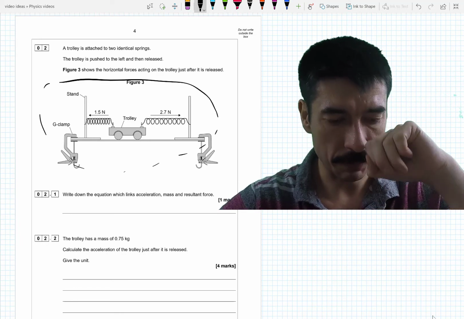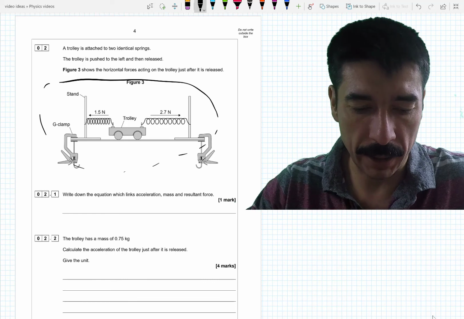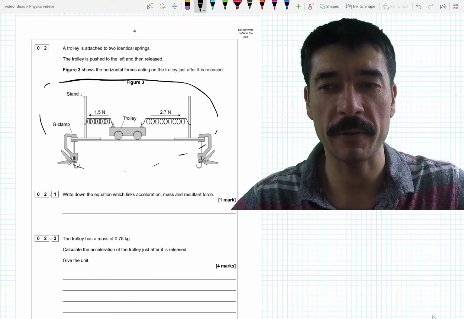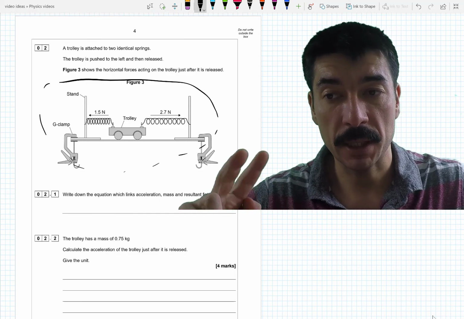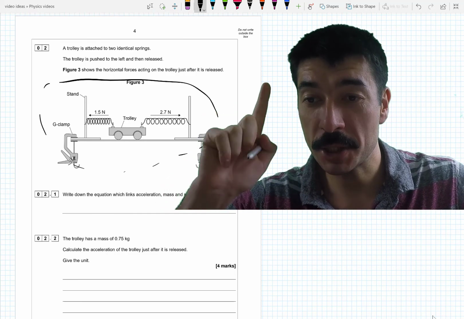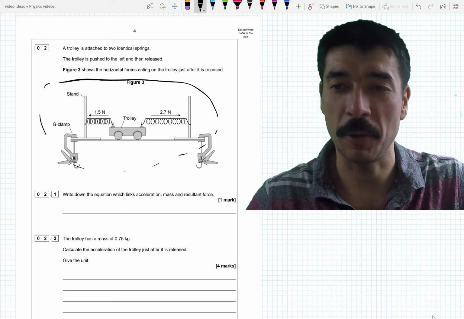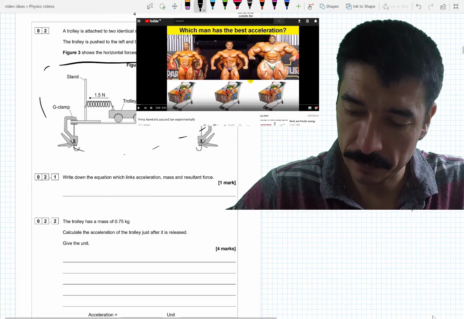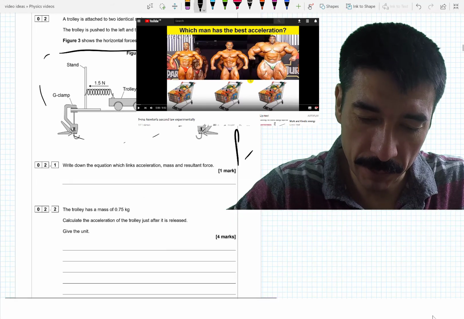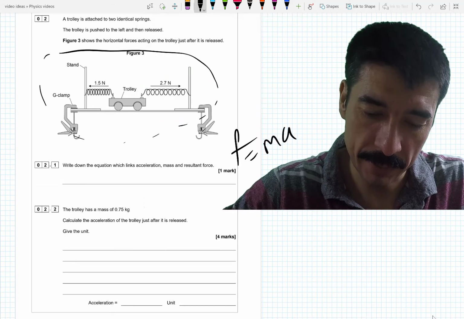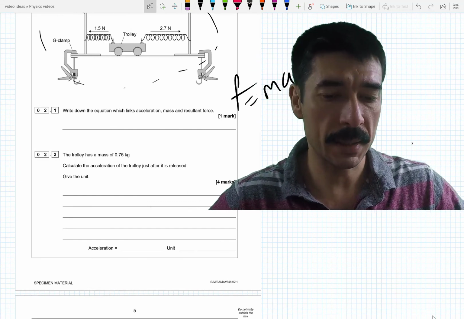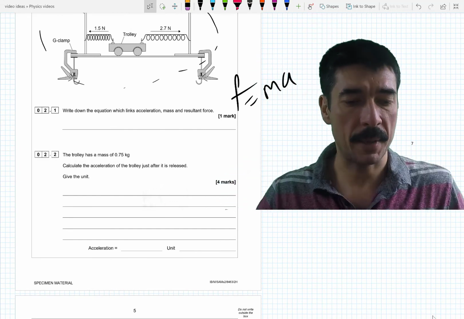The trolley has a mass of, write down the equation that links acceleration, mass and resultant force. It's one of my favourites. Is it first law, second law or third law? Congratulations, it is second law. So F equals ma. Right, so that's the equation that links those three things, F equals ma.